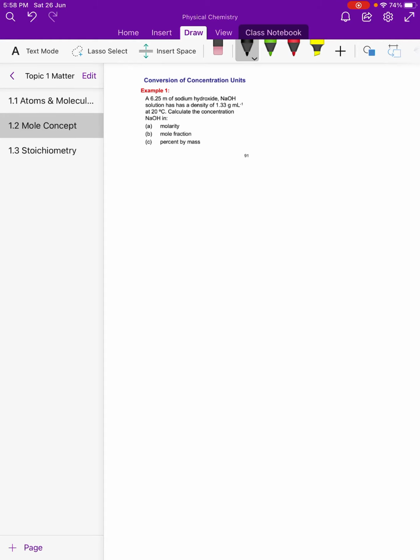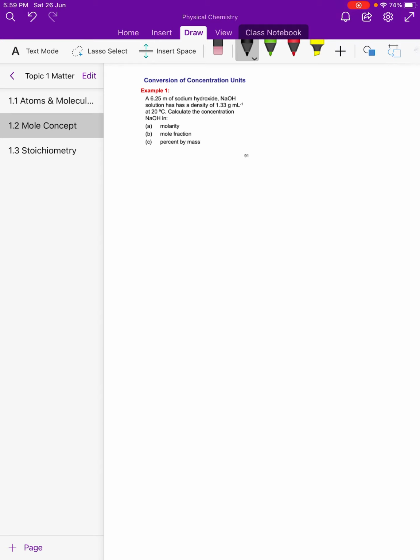Now we look at an example of problems involving concentration units. Example 1: a 6.25 m sodium hydroxide solution has a density of 1.33 gram per milliliter at 20 degrees Celsius. Calculate the concentration of NaOH in molarity, mole fraction, and percent by mass. Okay, so they want us to calculate the molarity, mole fraction, and percent by mass.